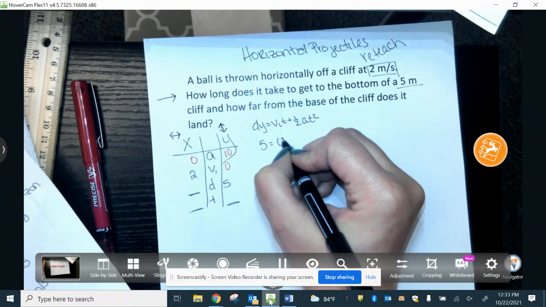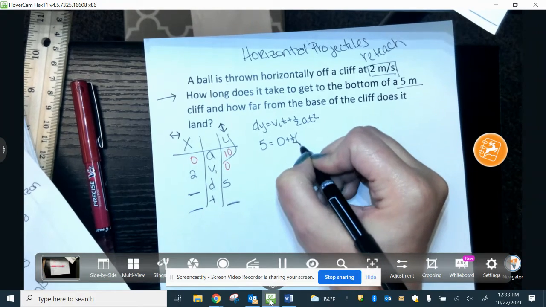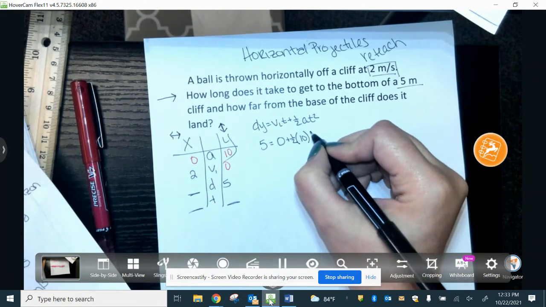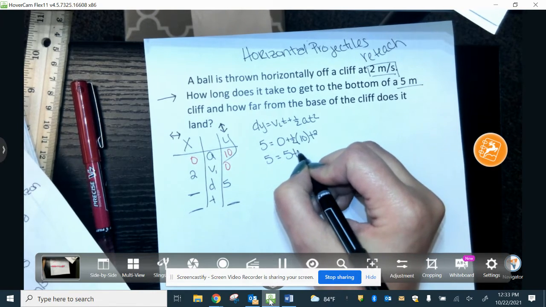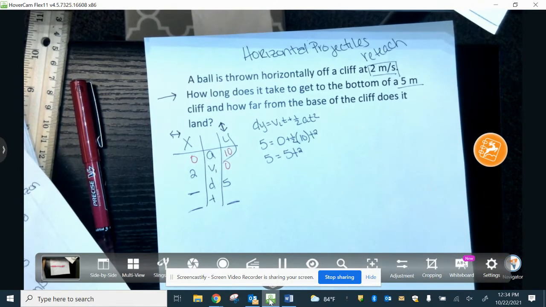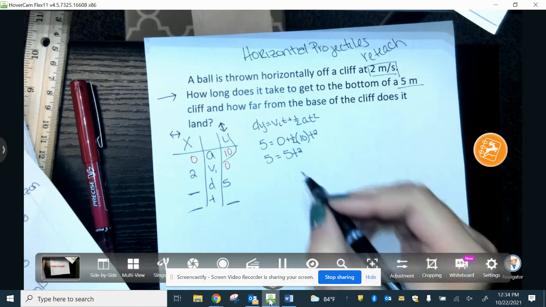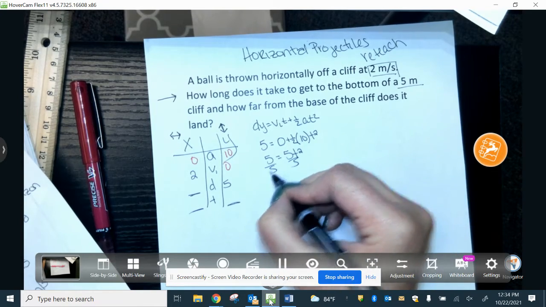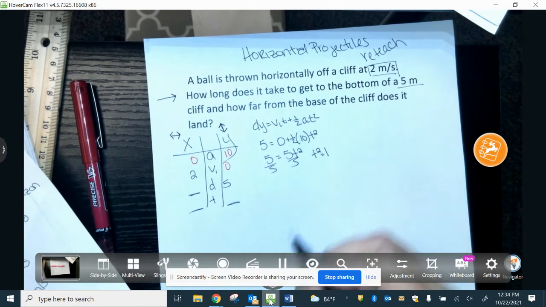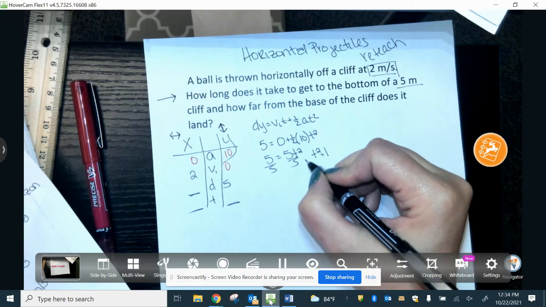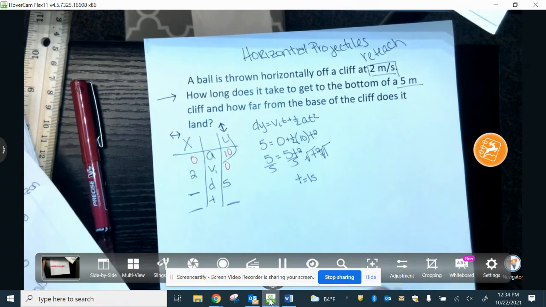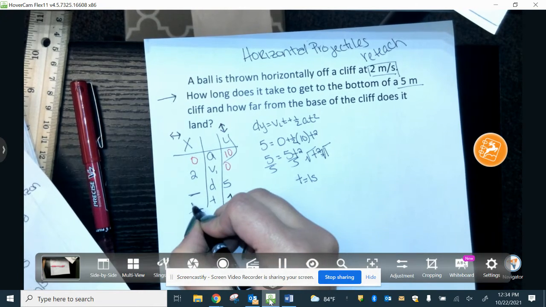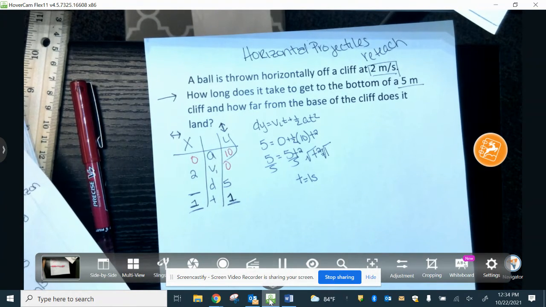5 equals 0 plus 1/2 times 10 t squared. 5 equals 5 t squared. Please feel free to pause this video so you can keep up with me. I'm going to divide both sides by 5. So t squared is equal to 1. And then to get rid of the squared, I'm going to square root both sides. So I got t equals 1 second. At that point, time is constant on both sides, so I can put 1 and 1.